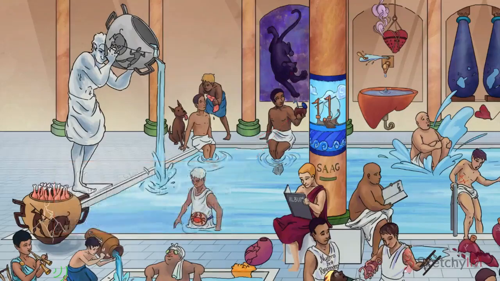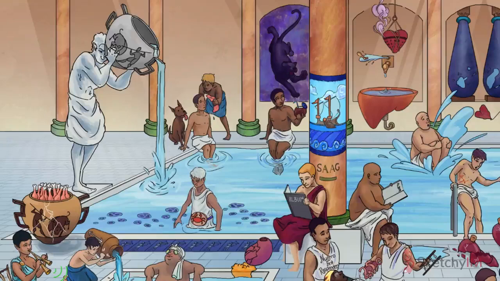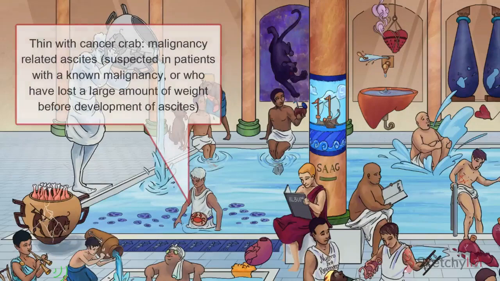Ascites can also occur in the setting of malignancy, including cancers of the ovary, breast, colon, lung, pancreas, and liver. The diagnosis of malignancy-related ascites is based on the clinical setting, imaging tests, and ascitic fluid analysis. It should be suspected in patients with a known malignancy or in patients who have lost a large amount of weight before the development of ascites.